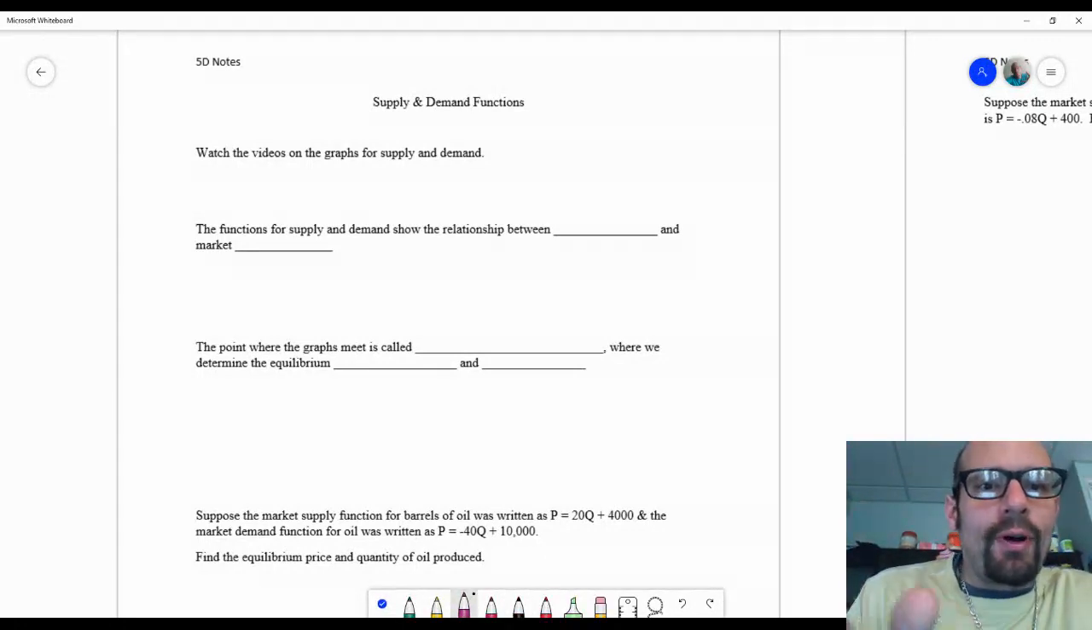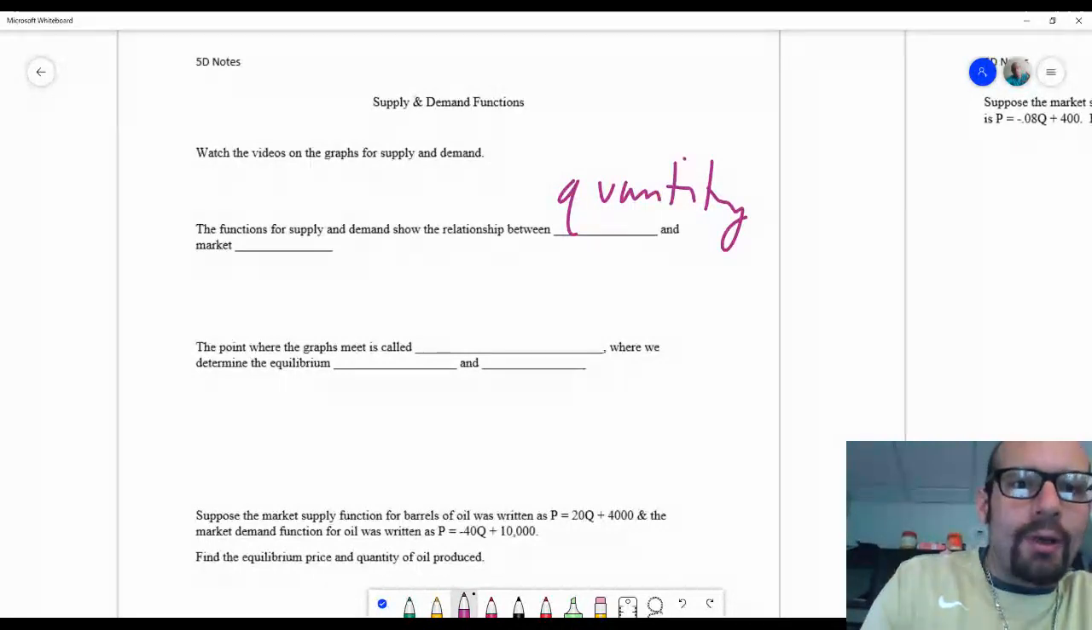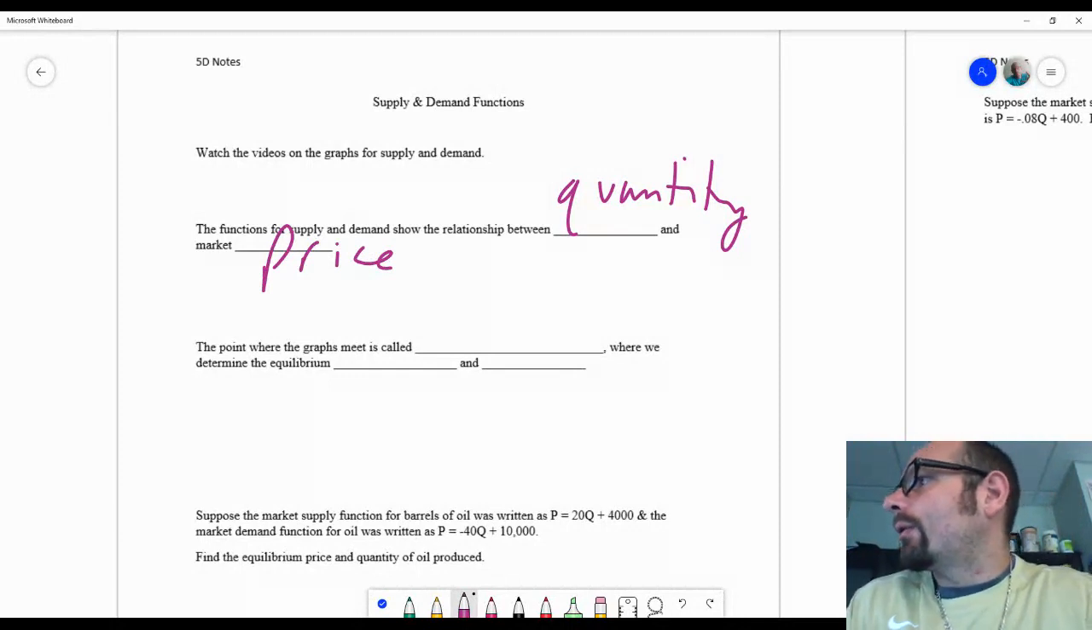Okay. So the functions for supply and demand show the relationship between the quantity of a good produced and market price. Okay. So we're not talking about straight money. We're talking about market price.